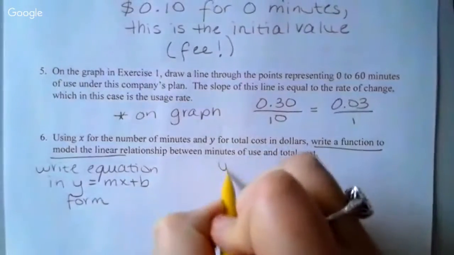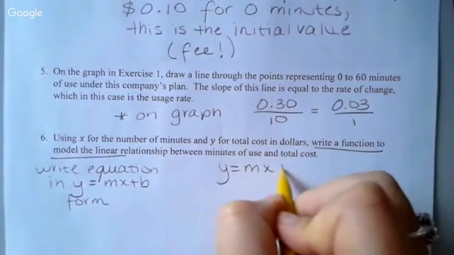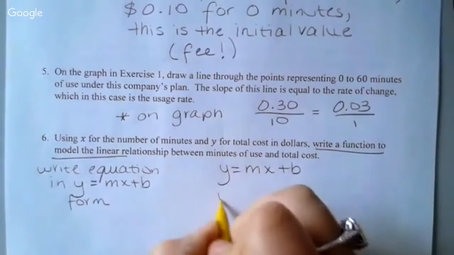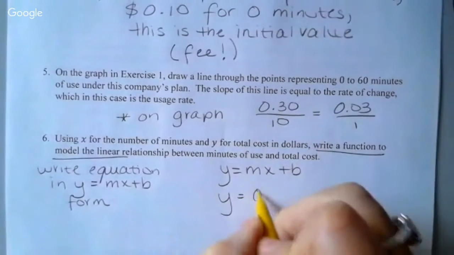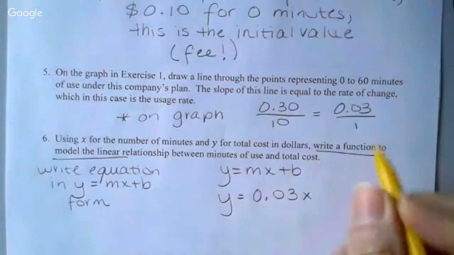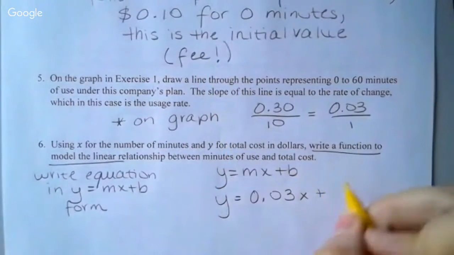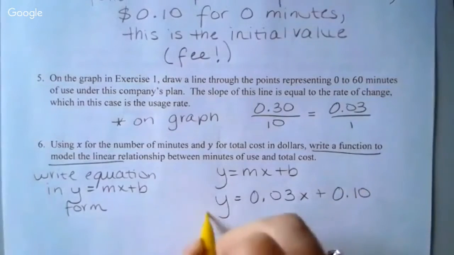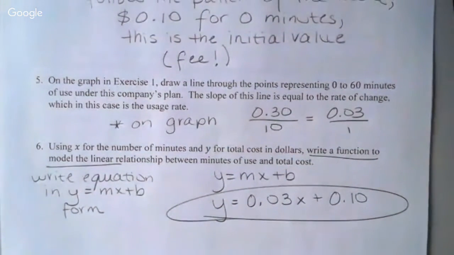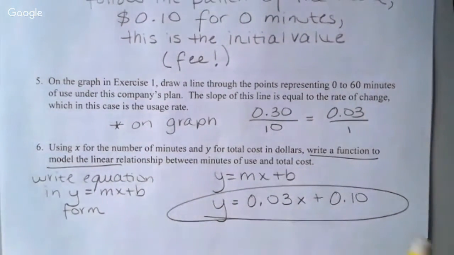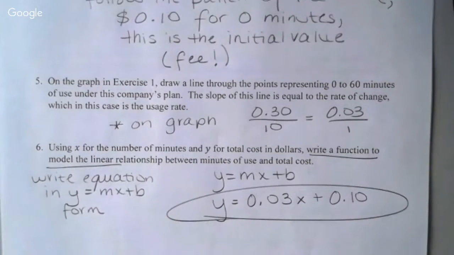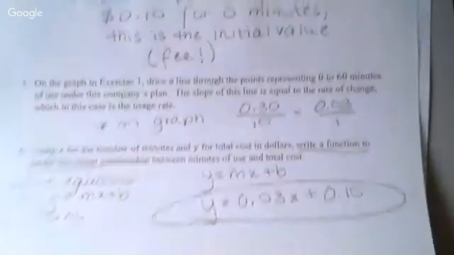So if I know it's y equals mx plus b, I know that my slope is 3 cents a minute now. And we just found out that our initial value or fee is 10 cents. So now she knows how much she's going to get charged per minute and how much she's charged up front, so that she can start deciding if that's the plan she wants to use.